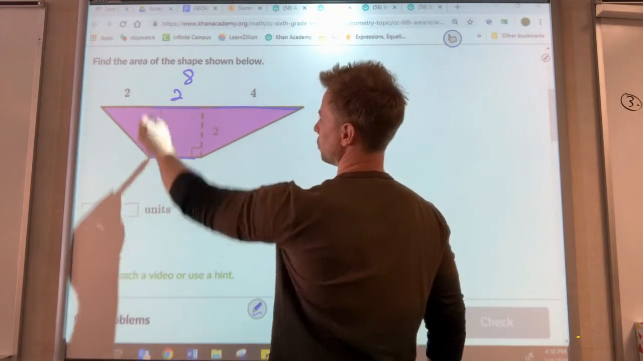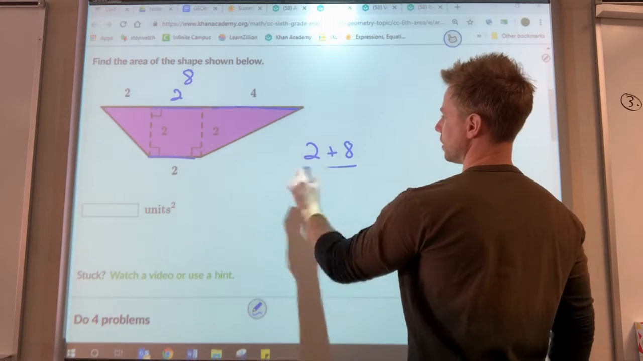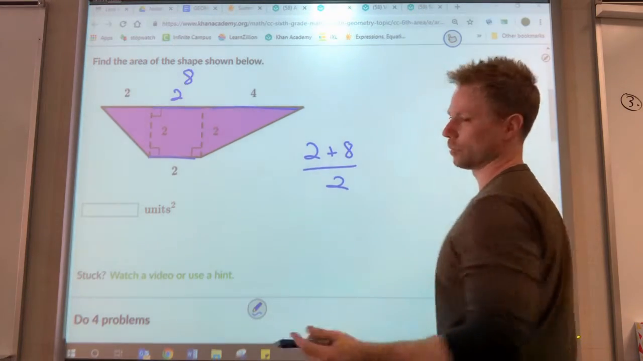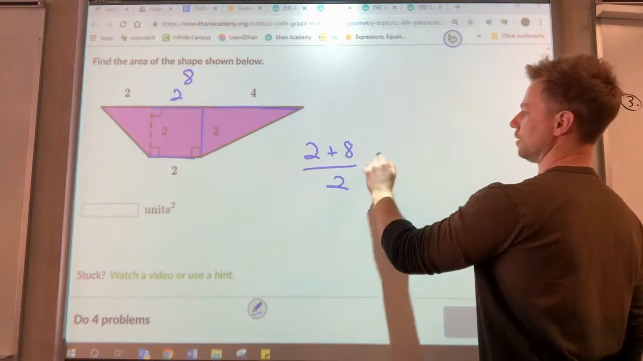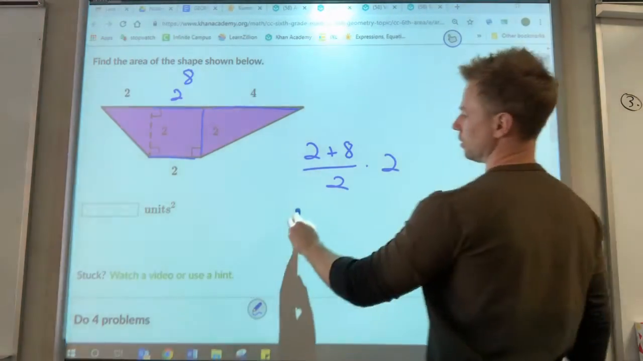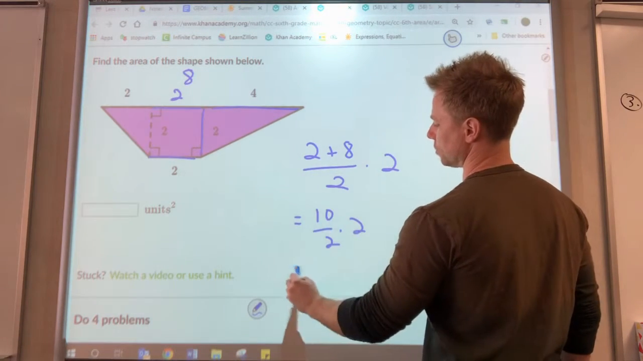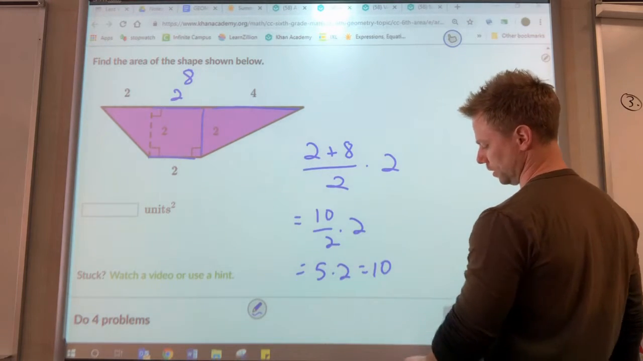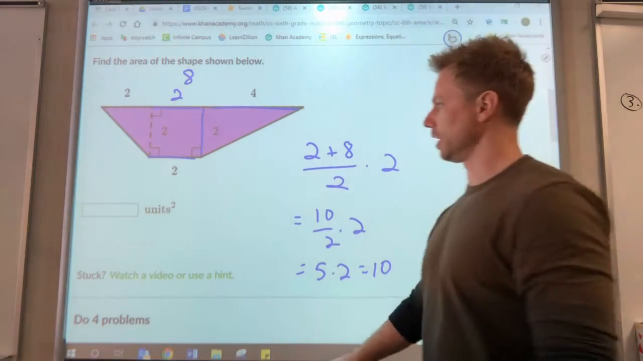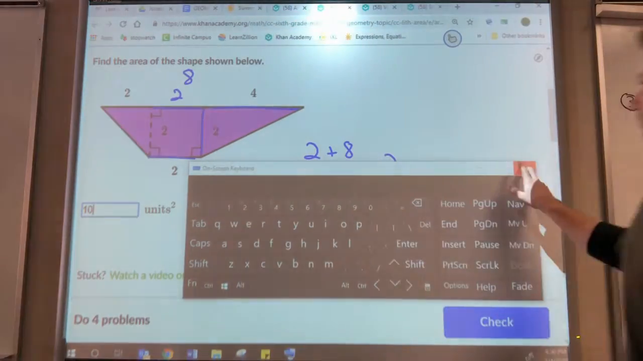So base 1 is 2, base 2 is 8, so 2 plus 8, we divide that by 2. Remember the formula? Then we multiply by the height of the trapezoid, which is 2. 2 plus 8 is 10. 10 divided by 2 is 5. 5 times 2 is 10. So the area of our trapezoid is just 10 square units.